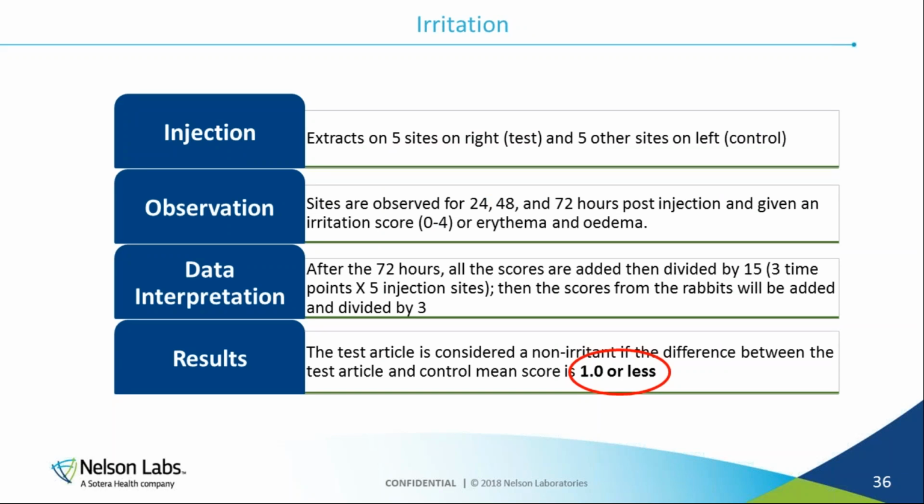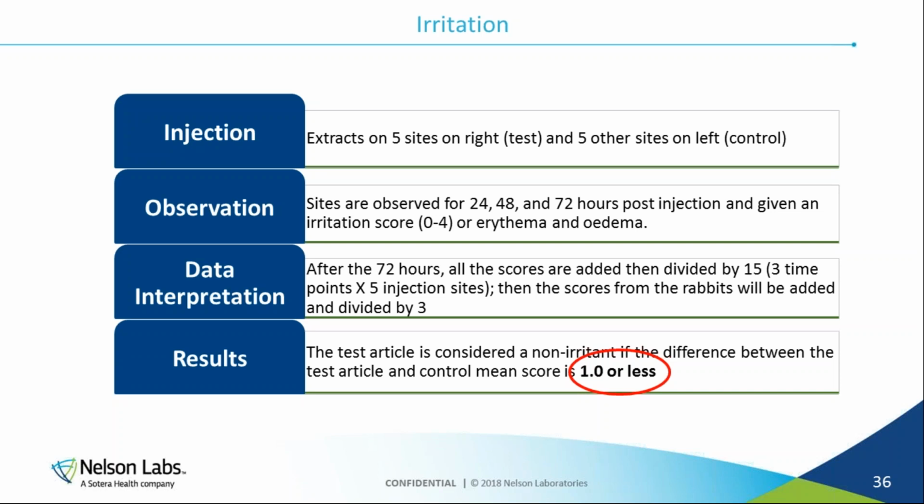Irritation testing, this is an injection or an extract-based test as well. So we would take some of that extract from the test tube and inject it just under the skin of a rabbit. And then we will look at the skin 24, 48, and 72 hours after injection. And then we score it on a scale of 0 to 4 again for redness and swelling, erythema and edema. Then we tally up all of the scores and divide them to get our average and compare it to our negative control. So again, here we want to be 1 or less to be considered a non-irritant.